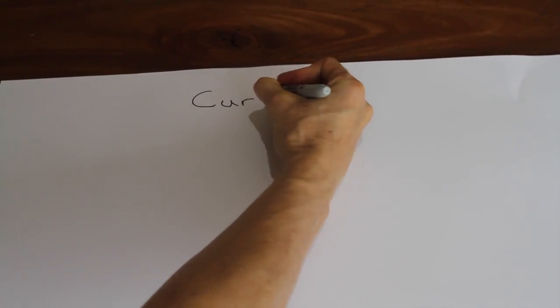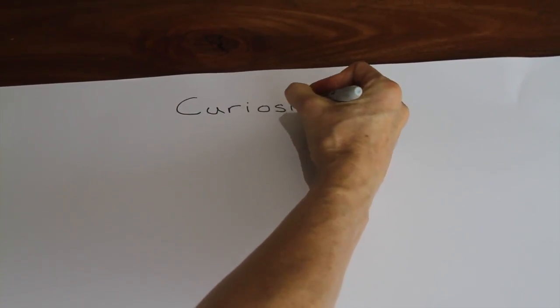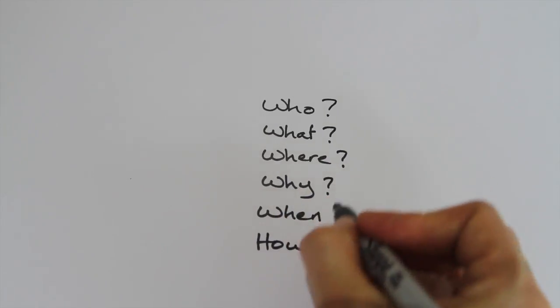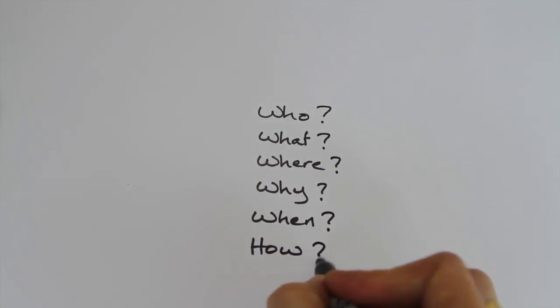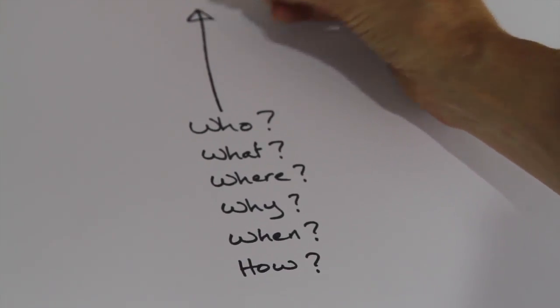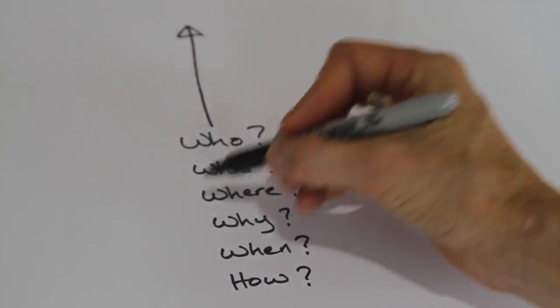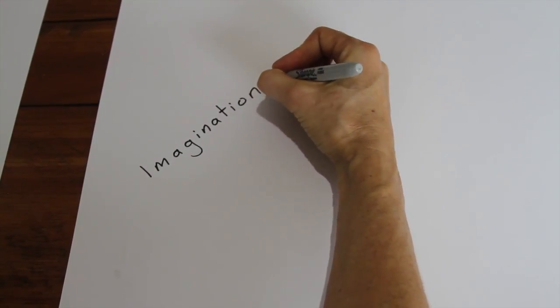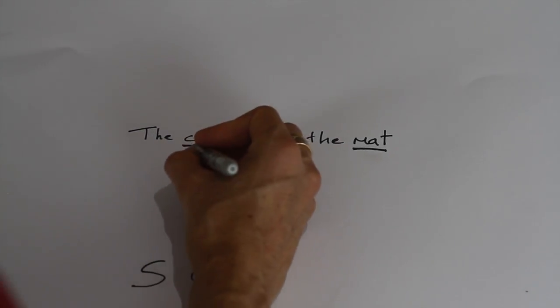Let's apply the most important tool of a writer's trade, curiosity. All you need is who, what, where, why, when, and how. These words are absolutely priceless because they can take you anywhere, if you let your imagination go. So let's see what happens.